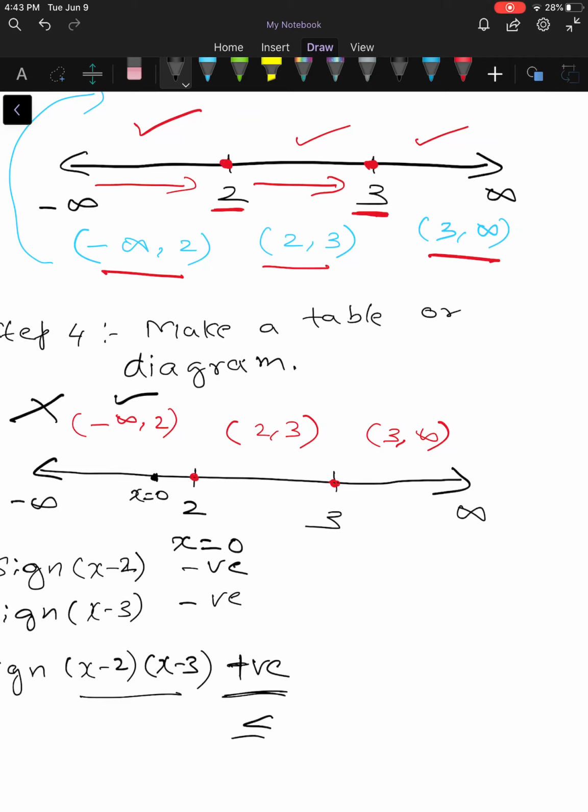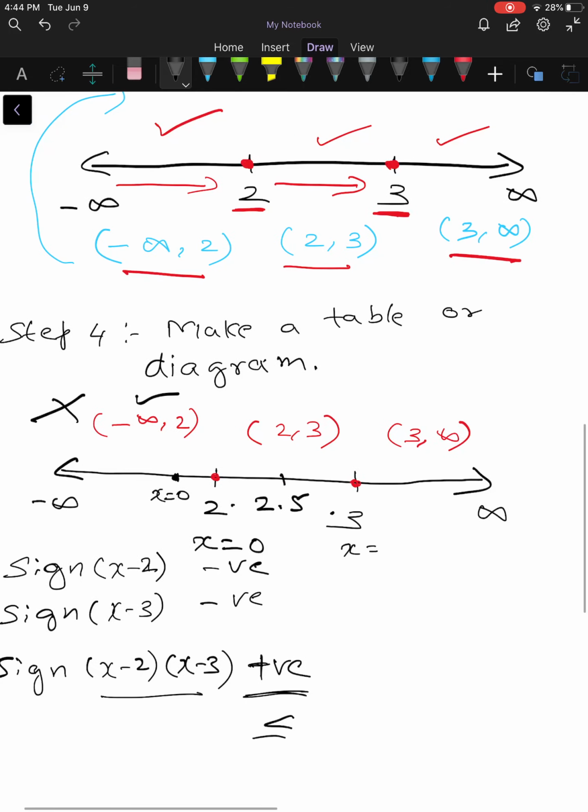Moving on to the next interval. Take a trial number between 2 and 3. So I will take 2.5. So x equals 2.5.